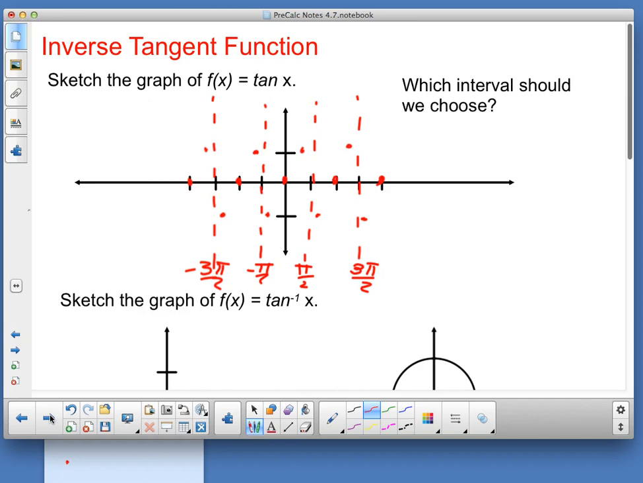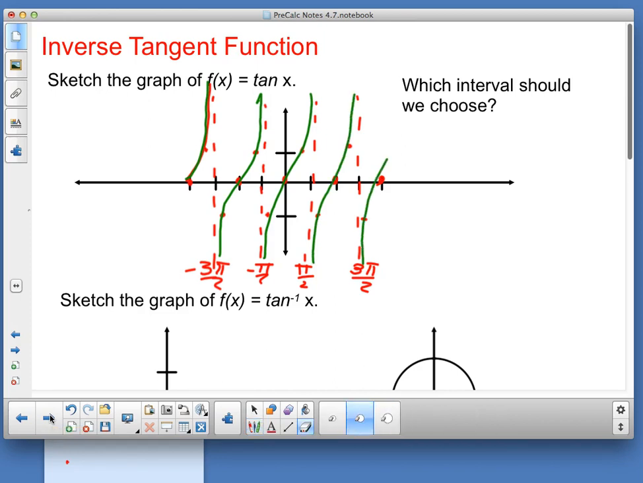So I have this. Maybe we'll do a different color. I have this coming up here, I have this coming up here, I have this coming up here, and this coming up there. Okay. And again, your range for tangent, as I kind of alluded already, is going to be negative pi over 2 to pi over 2. Okay.